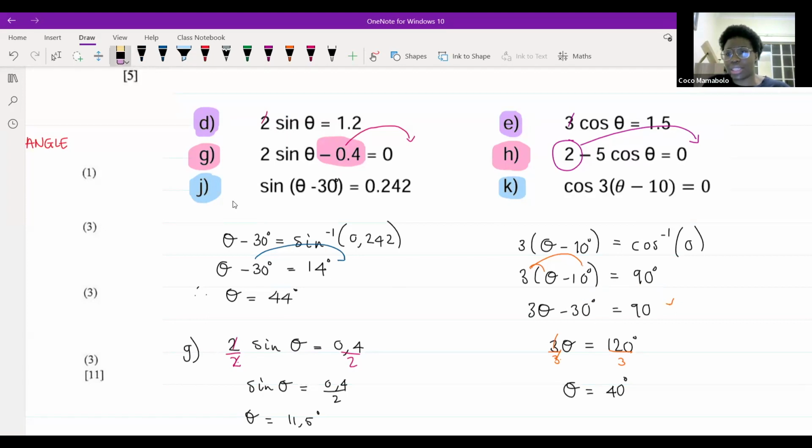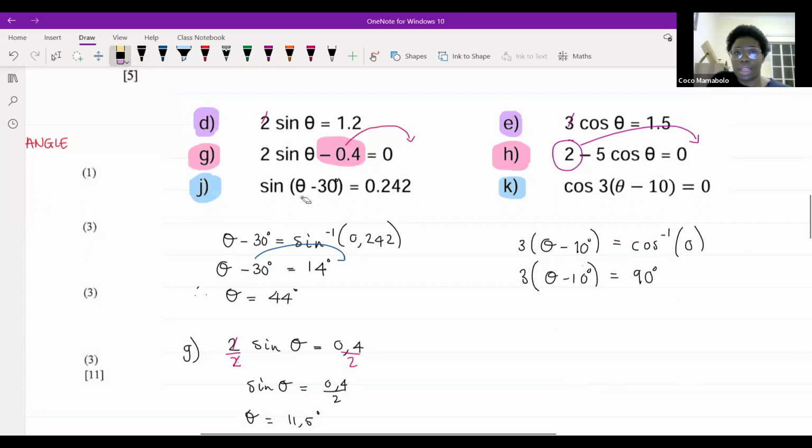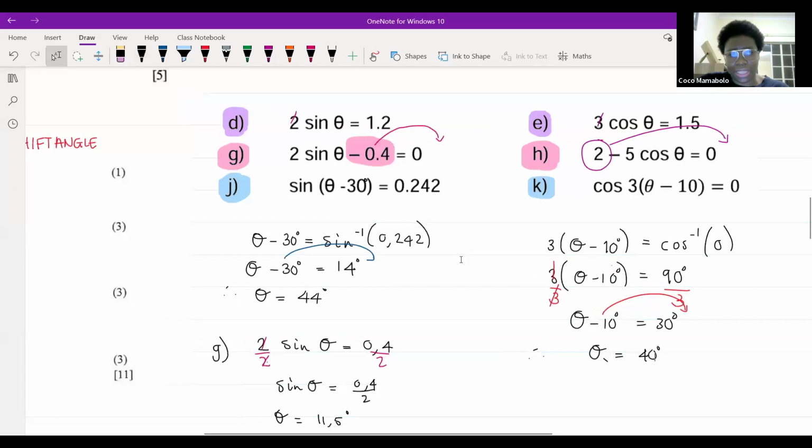So what Emmanuel's actually saying is he did this. Let me show you guys what Emmanuel did. Emmanuel went divide by 3, divide by 3. And then he had theta minus 10 degrees is equal to 30 degrees. And then he moved that negative 10 over to the other side. Therefore, theta is equal to 40. And there's absolutely nothing wrong with doing this, Emmanuel. It's sound mathematics. You're allowed to do that. All right. Okay. That being said, it looks like you guys have a gist of what's happening.